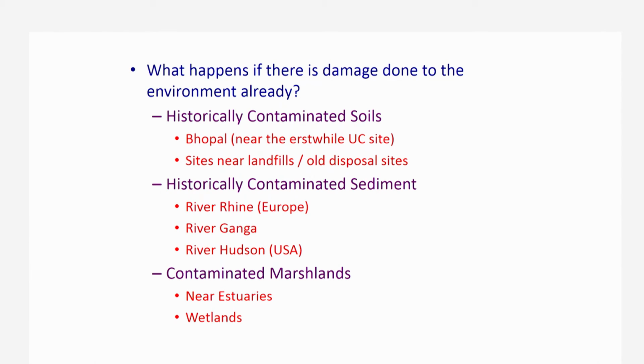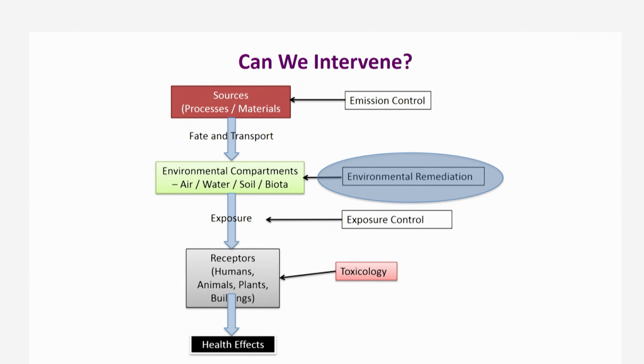And we also have contaminated marshlands. This is very common. Marshlands or estuaries are there in estuaries or in inland lakes, a very large number of them in India as well, and there is a very delicate ecosystem there, because if they are in any close proximity to any commercial activity, there is a very good chance that they are all contaminated. So, we intervene under those conditions also in what we call environmental remediation.